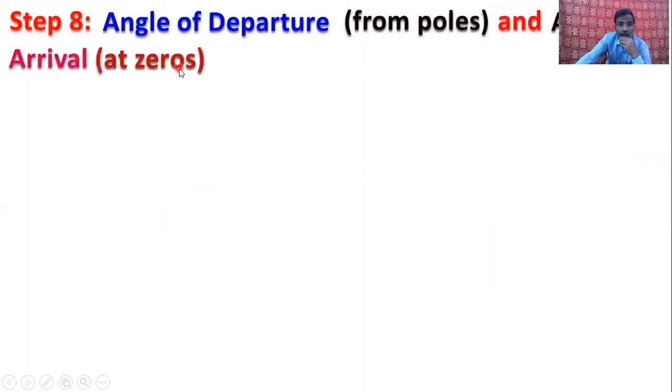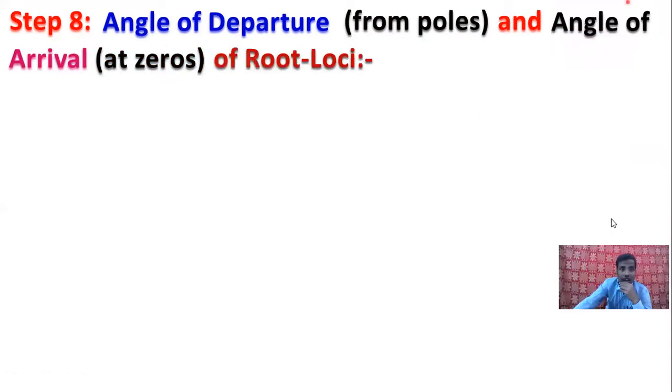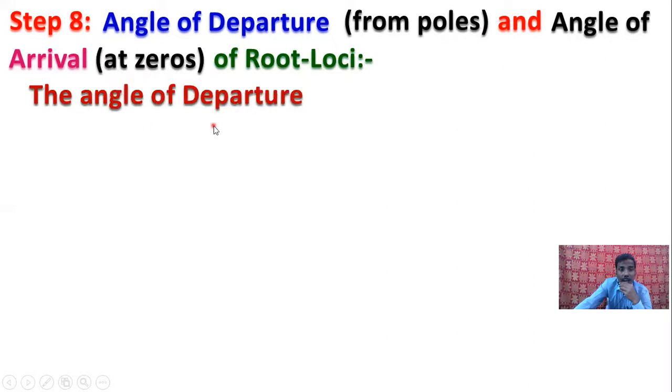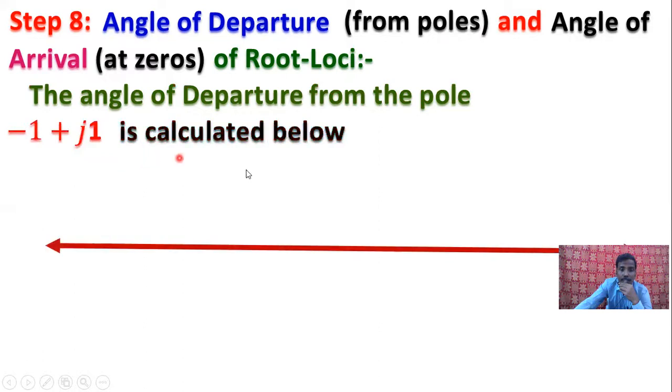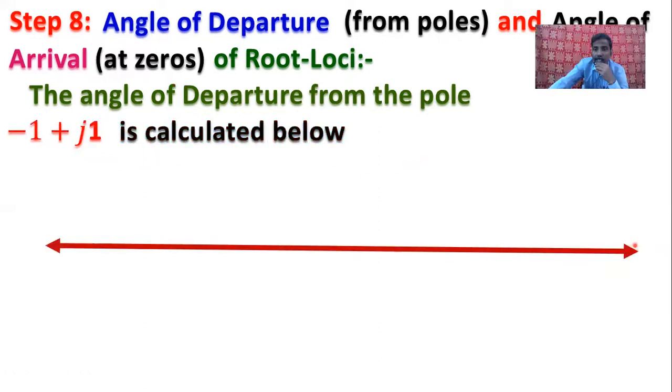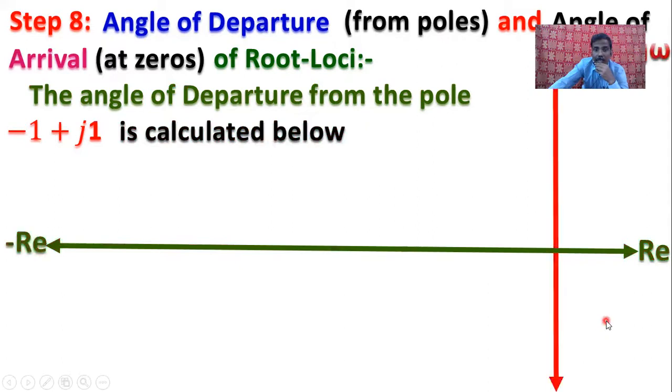Then another point, step number 8, the angle of departure from poles and angle of arrival at zeros of the root locus. That means the angle of departure from poles and the angle of arrival at zeros of the root locus. The angle of departure from the pole at -1 plus j1 is calculated below. Suppose this is an example. This is the real axis. This is the imaginary axis.